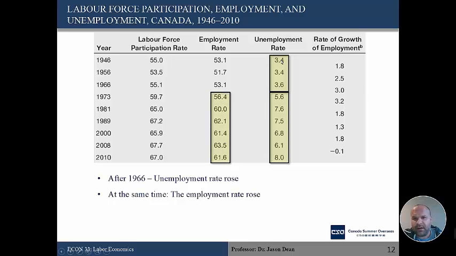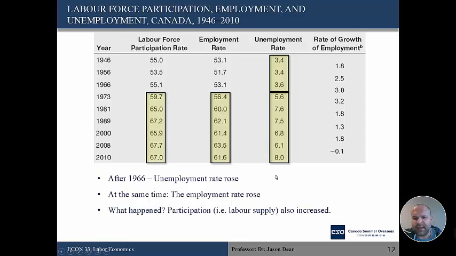So we have here that the unemployment rate seemed to increase after 1966, but the employment rate also rose. And basically, what's accounting for that is that the labor force participation rate, so the denominator, actually increased as well. Okay.